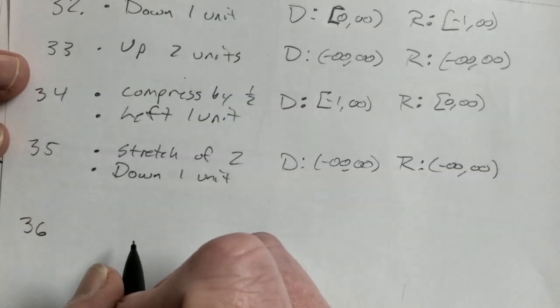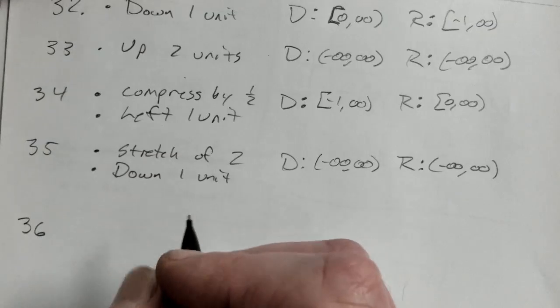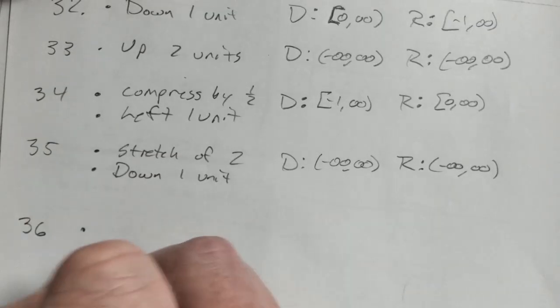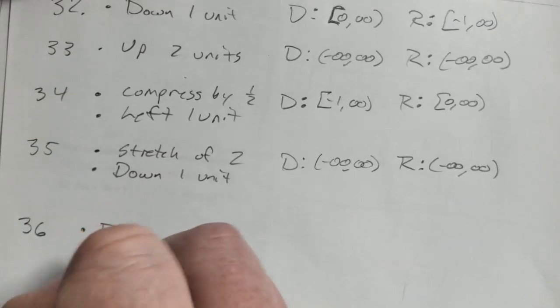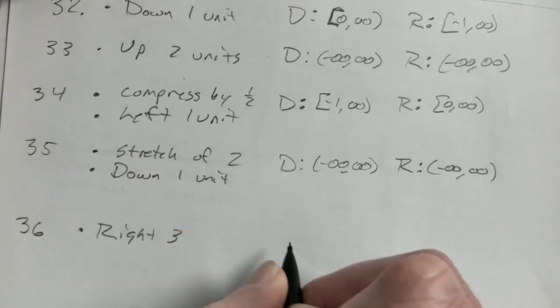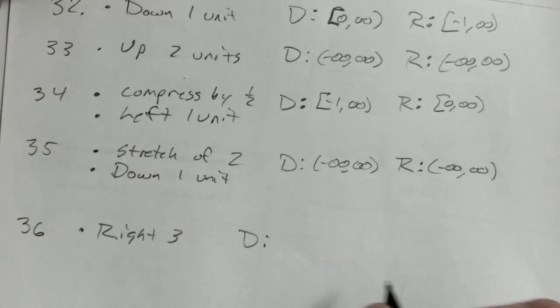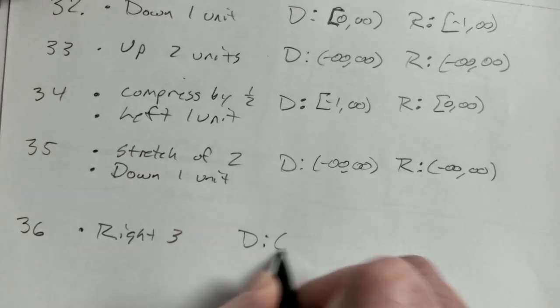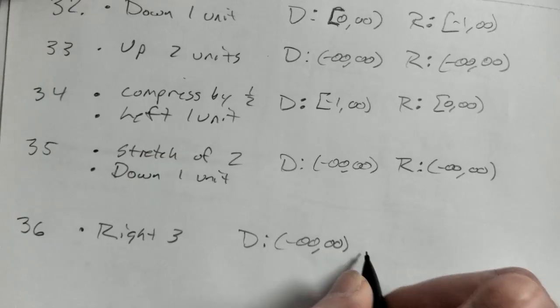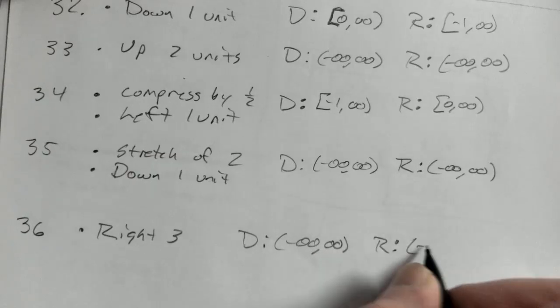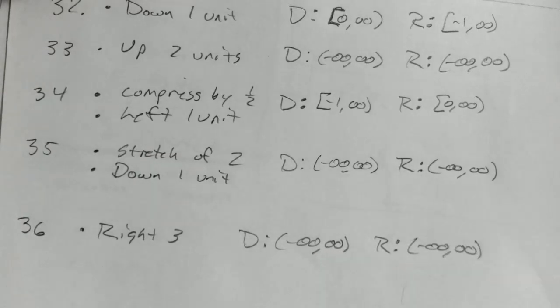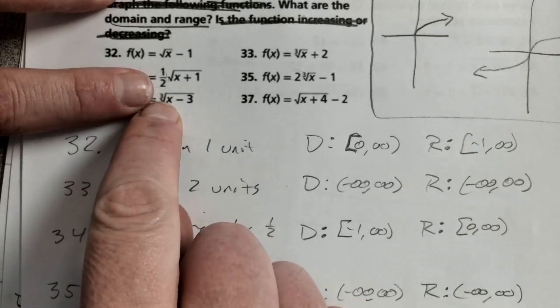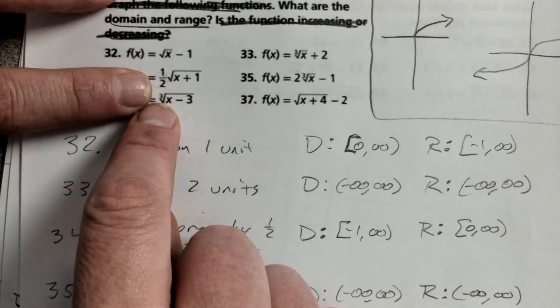36. Trin, how many transformations do you see on 36? Good. What is that transformation? Right 3. Right 3. Good job. And the domain? Negative infinity to infinity. Yes. Good job. The range? Negative infinity to infinity. Really good job. That's true because we're dealing with a cube root, not a square root.